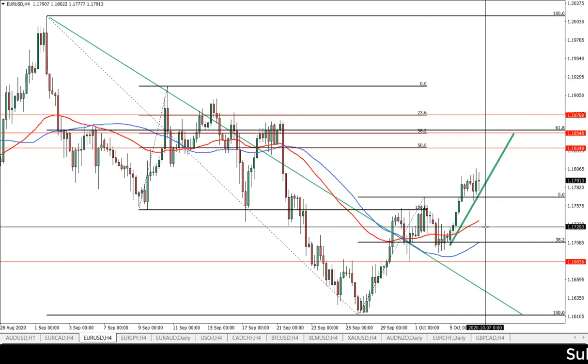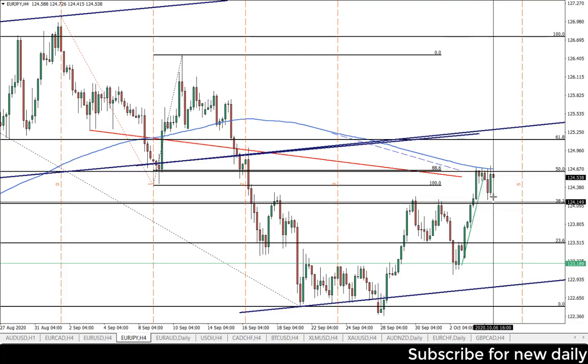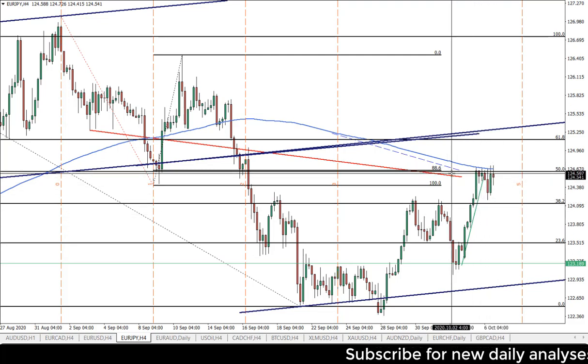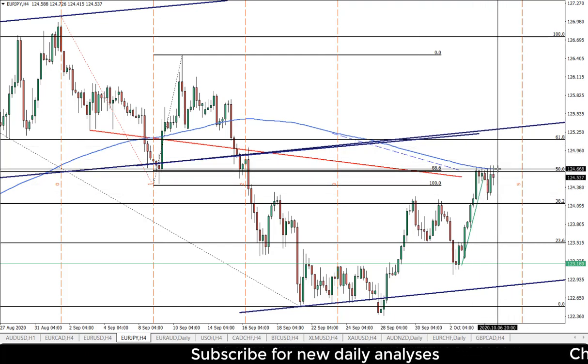Now I want to show you why. It is because of the Euro Japanese yen. You can see that the upside resistance has been tested. So congrats to those who had the same view on the Euro Japanese yen. The resistance was tested and rejected along with the moving average.